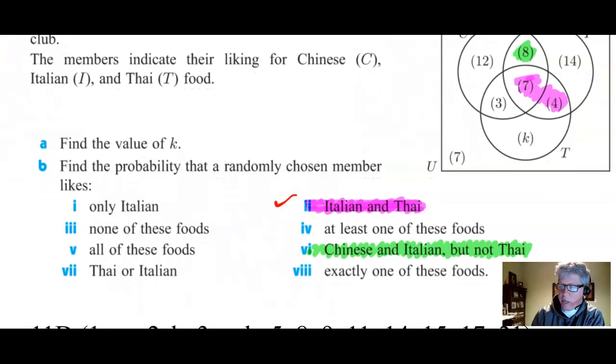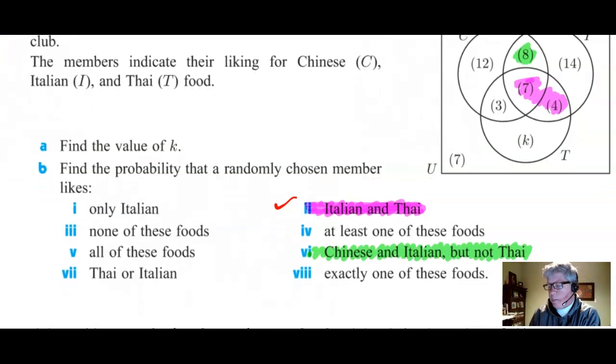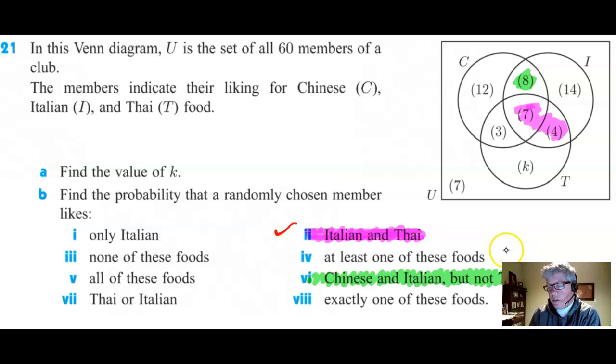And if you look at the green, Chinese and Italian, but not Thai. So that's where the 8 comes in. See how it satisfies the Chinese, the Italian, but it's outside the circle of Thai. Outside the circle of Thai. There's something cool with that.